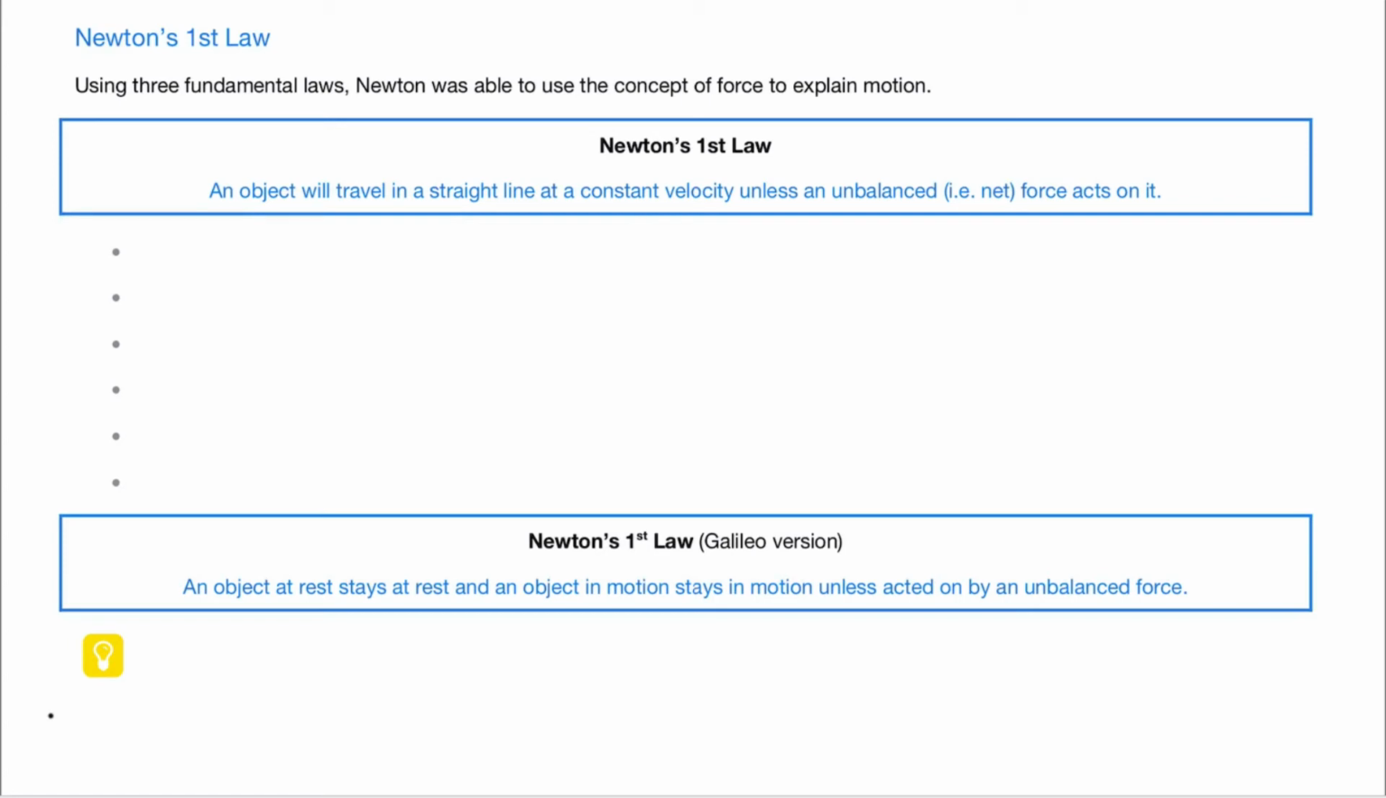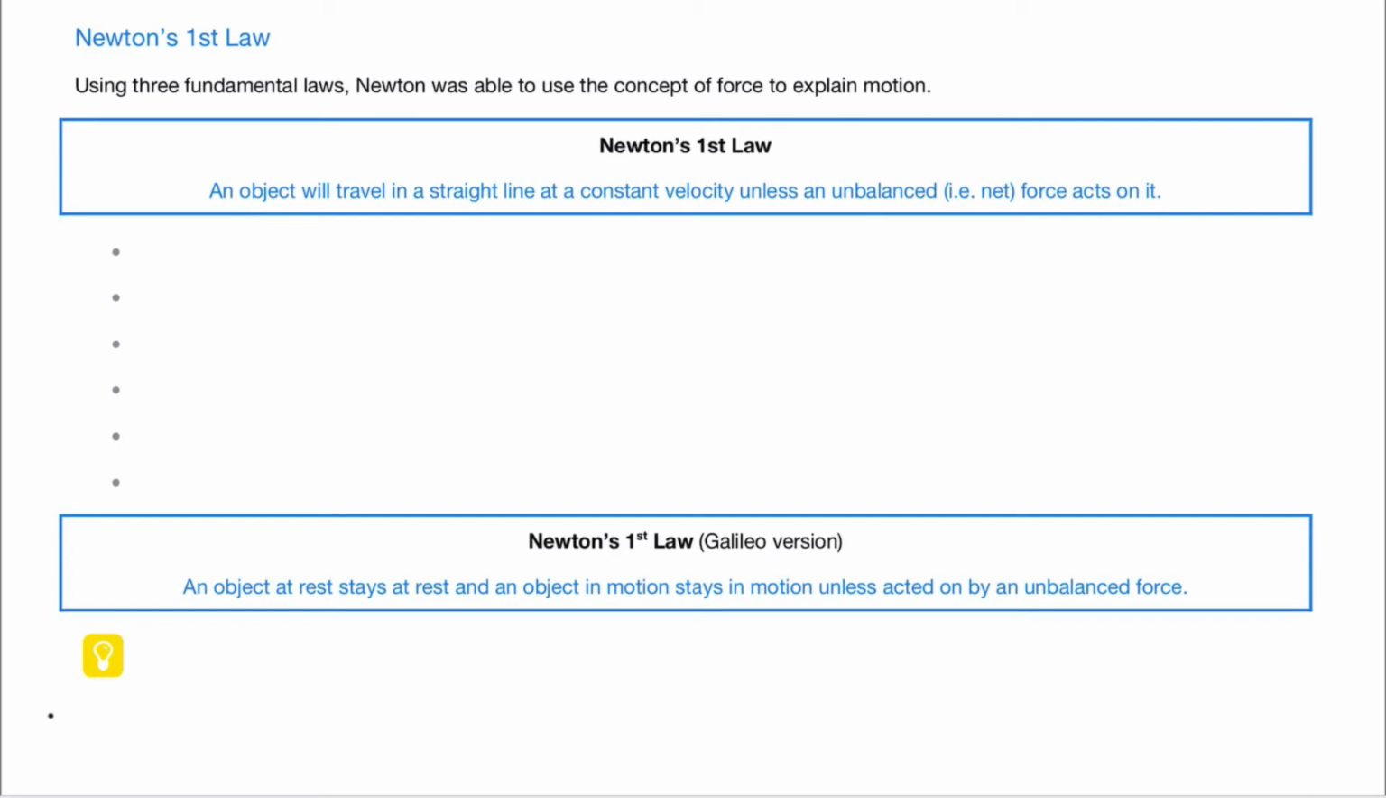Newton's 3 laws will be the key to analyzing the motion of our objects. And so let's go ahead and look at the first law. In this case, you can see the first law here. An object will travel in a straight line at a constant velocity unless an unbalanced force acts on it. Sometimes we call that unbalanced force a net force.